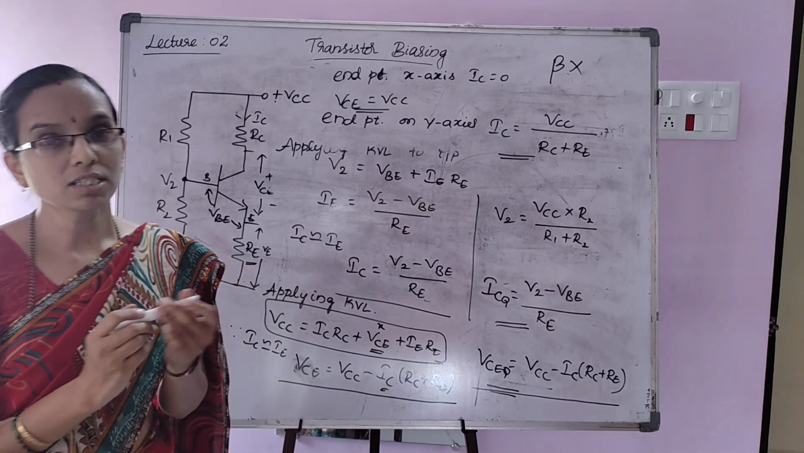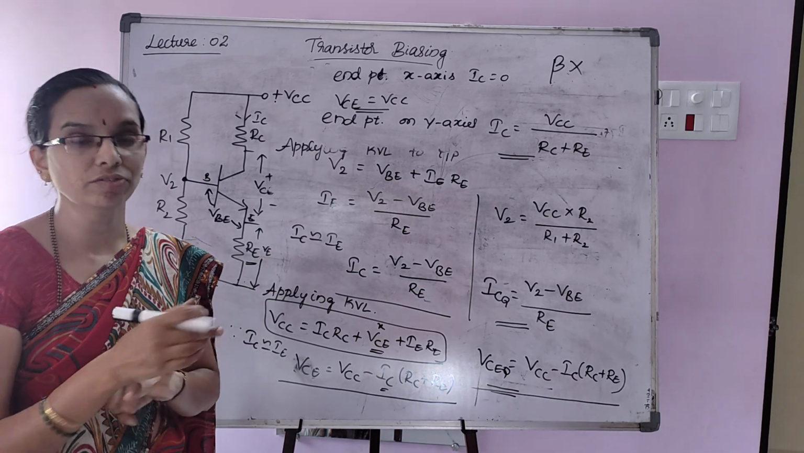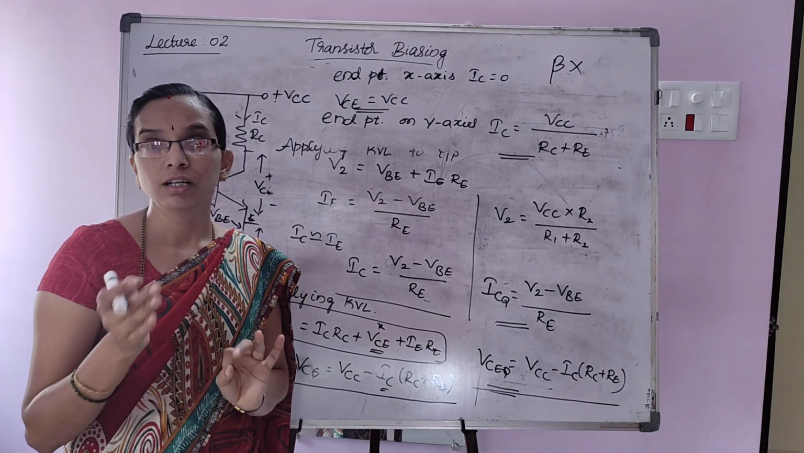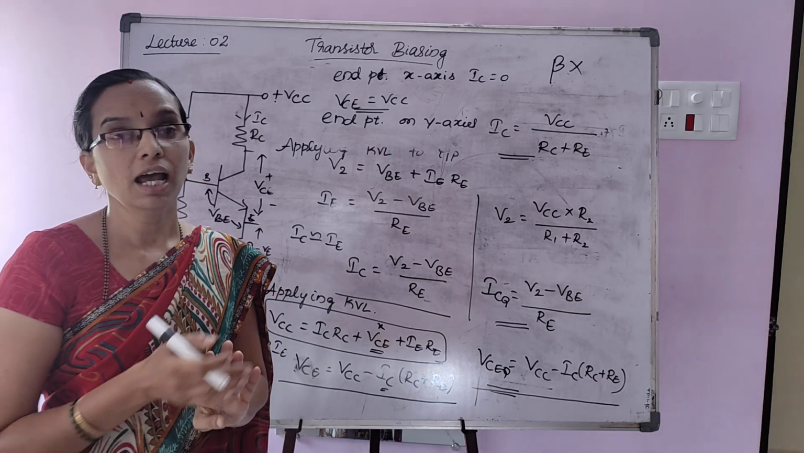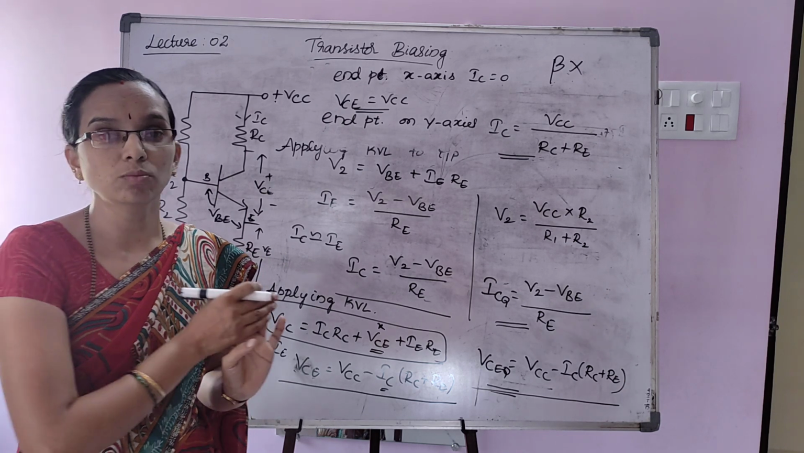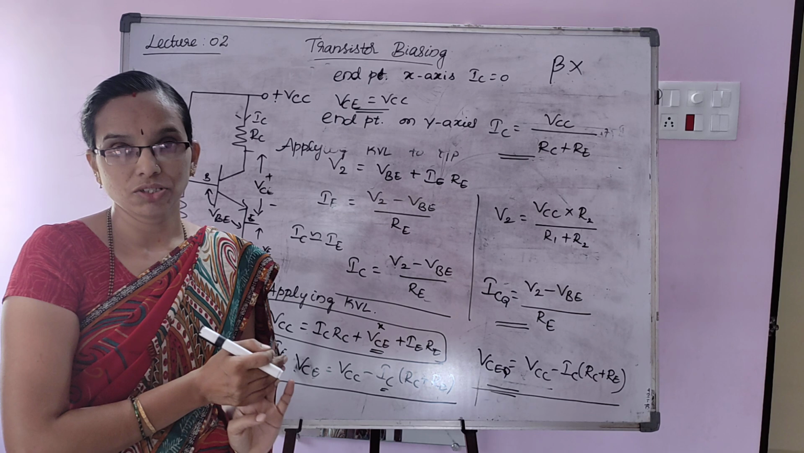So the advantages of voltage divider bias are, one, the Q point does not shift and it gives excellent stabilization against beta and temperature variations. And the second one is, it is used in almost all amplifier circuits because it gives better amplification.